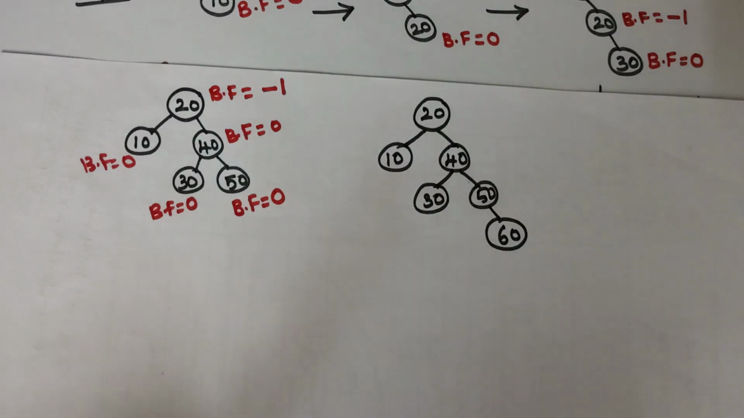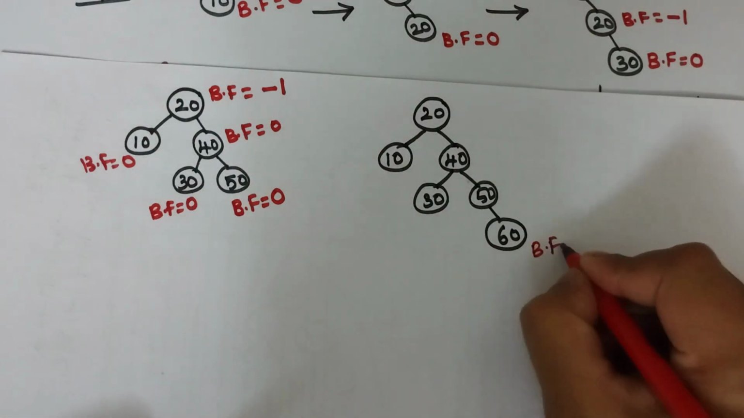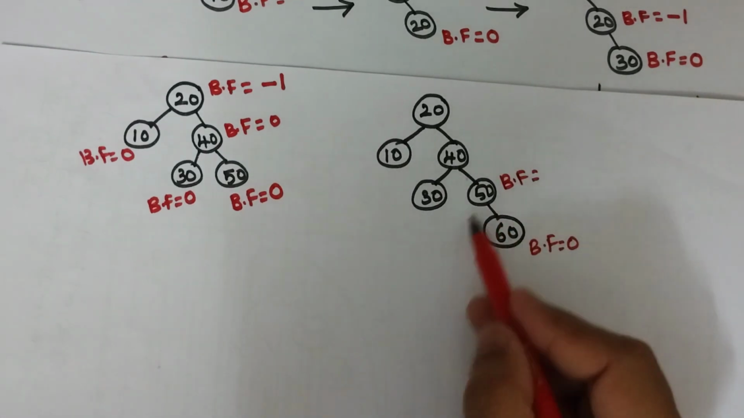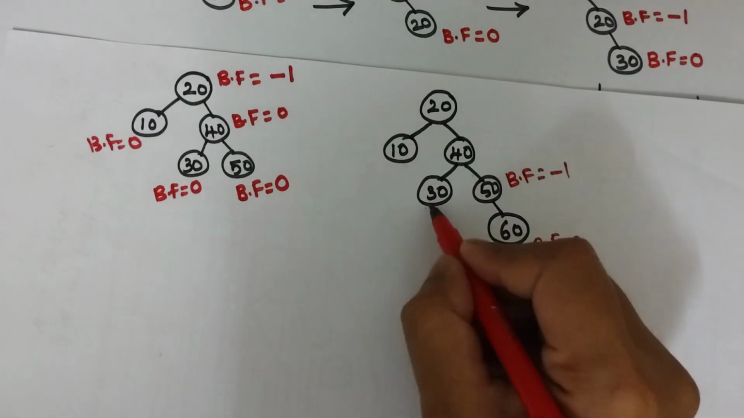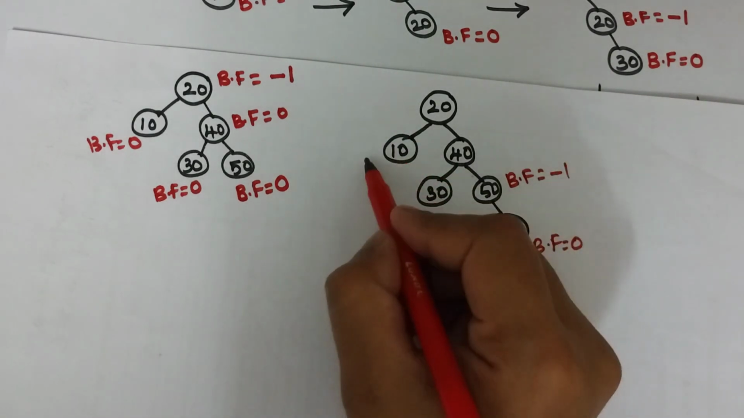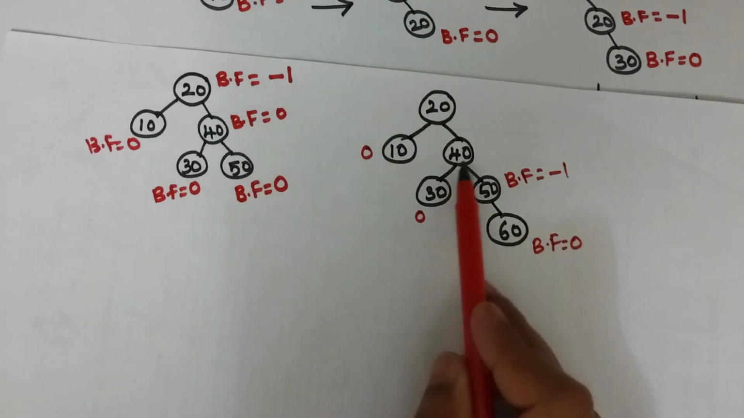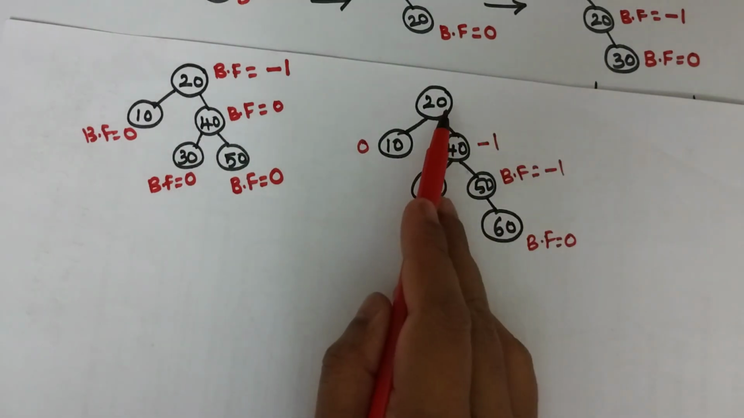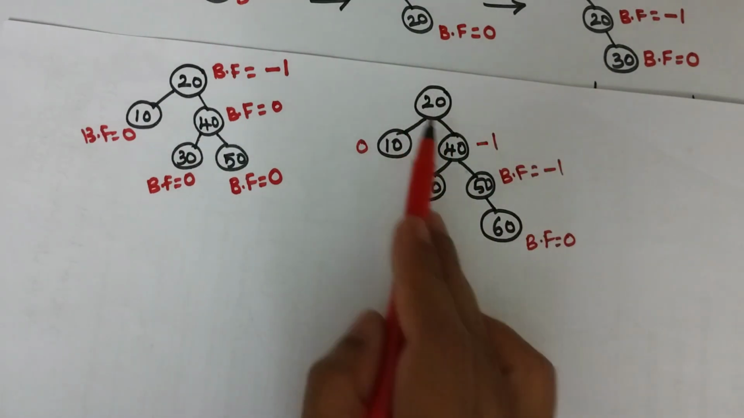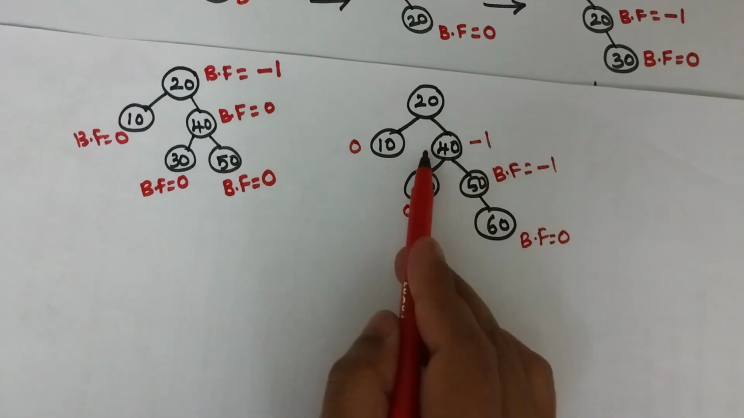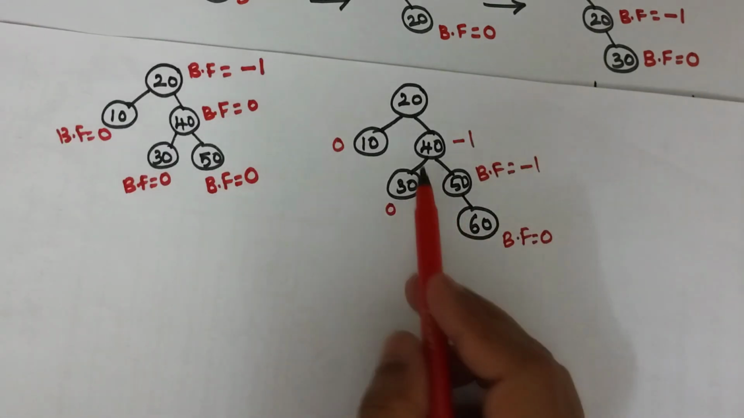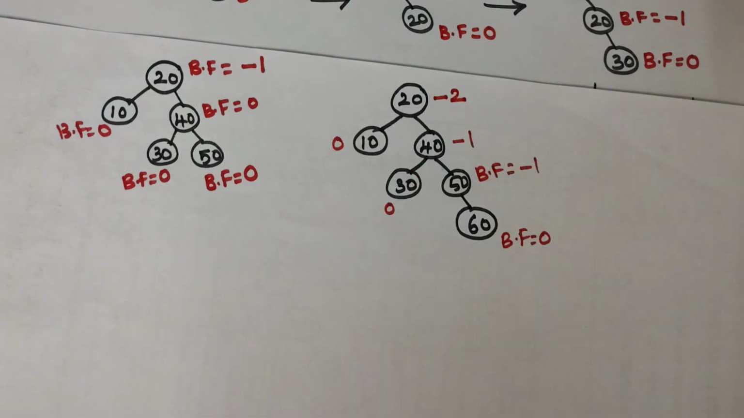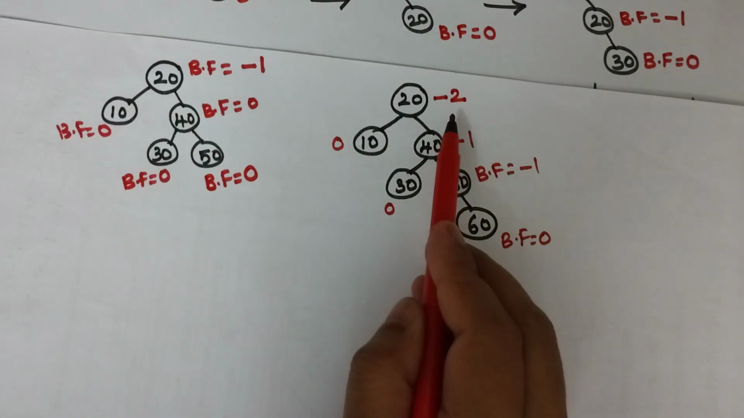After insertion, again find the balance factors. The balance factor for 60 is 0. The balance factor for 50 is 0 minus 1, which is minus 1. The balance factor for 30 is 0. The balance factor for 10 is also 0. Now the balance factor for 40 is 1 minus 2, so minus 1. And the balance factor for 20: the left side is 1, and the height of the right subtree for 20 is 1, 2, 3. So 1 minus 3 is minus 2. Now you can see here we have an unbalanced tree, right?